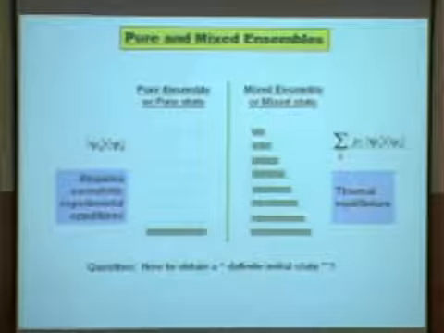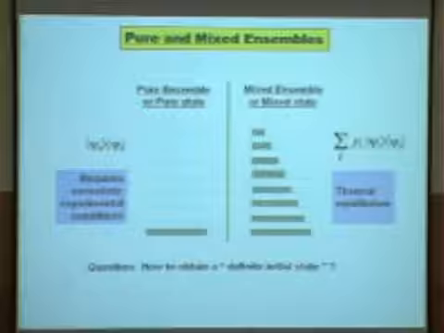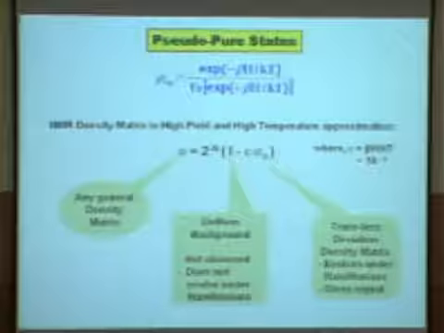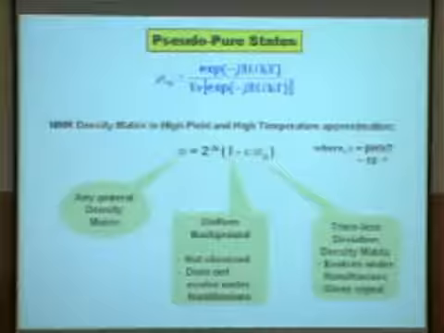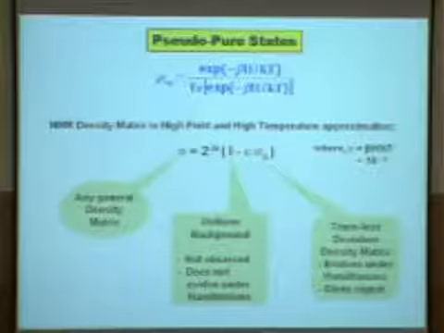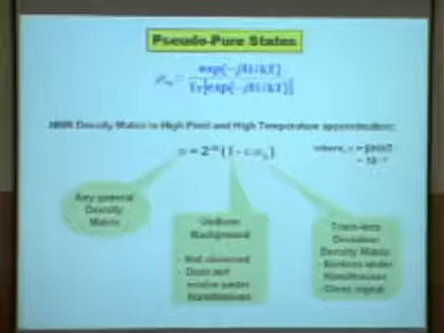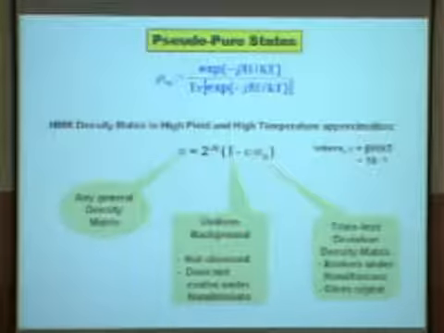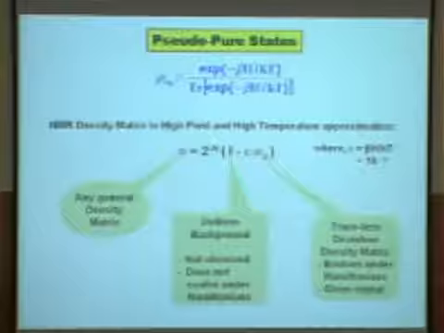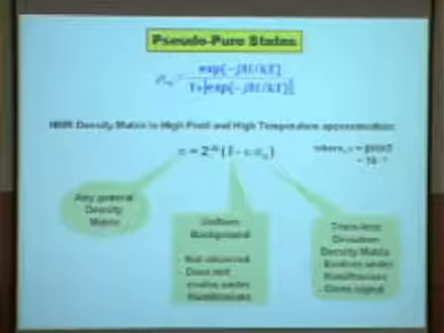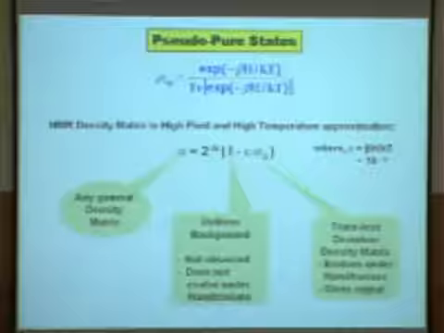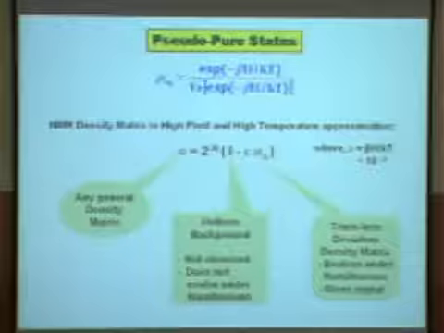So how do we obtain a definite initial state? Of course, this requires unrealistic experimental conditions. We cannot do this. What we do in NMR is expand the density matrix in what we call the high field and high temperature approximation, basically keeping the linear term in the expansion. And then we express this as a unit matrix plus a deviation matrix. The unit matrix commutes with all unitary transforms, doesn't do anything, and remains as it is. So we can ignore it.